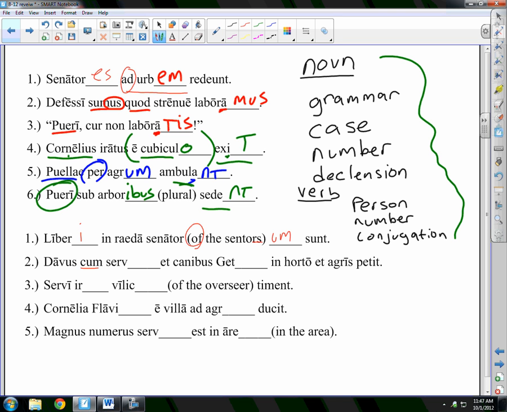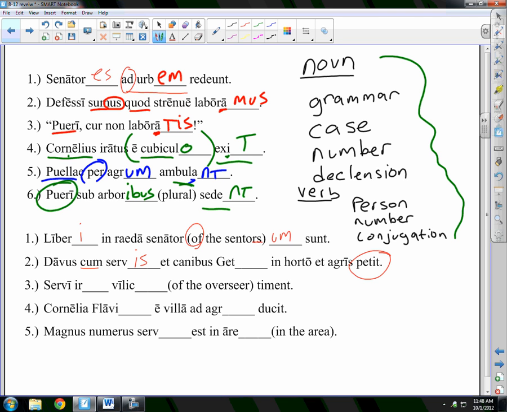Cum takes the ablative. Service there is a noun. Because cum takes the ablative, service is part of the second declension. It is going to be plural, so I'm going to use IS. If you put O there, that's okay. It's just probably better with IS.